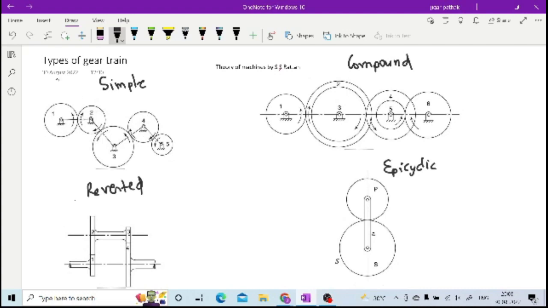So while transmitting power, what happens in this simple gear train is, when it transmits from 1 to 2, N2 by N1, right, will be equal to T1 by T2. Similarly, when it is transferred from 2 to 3, N3 by N2 will be equal to T2 by T3, and it will go up to N5 by N4 equal to T4 by T5.